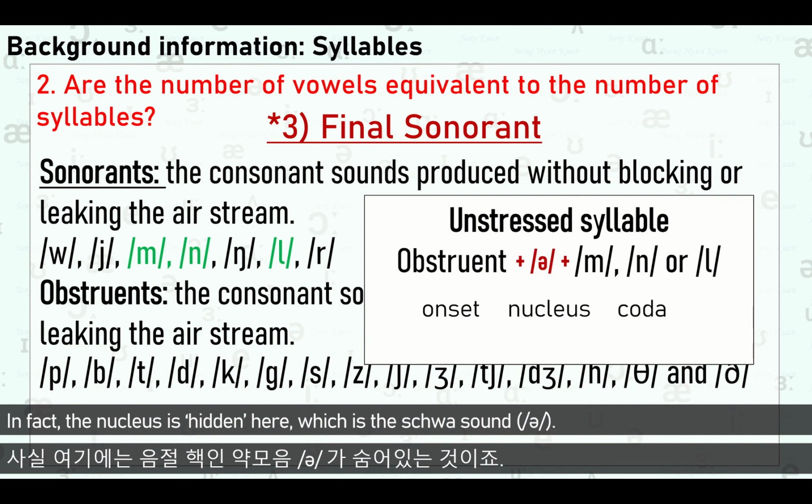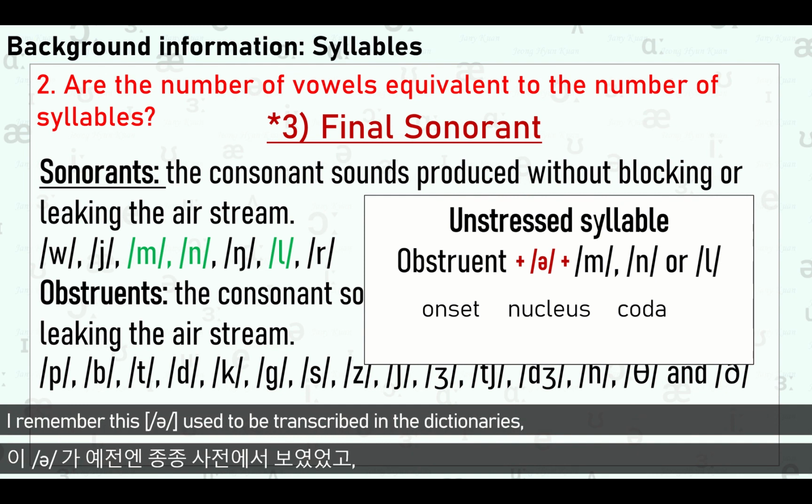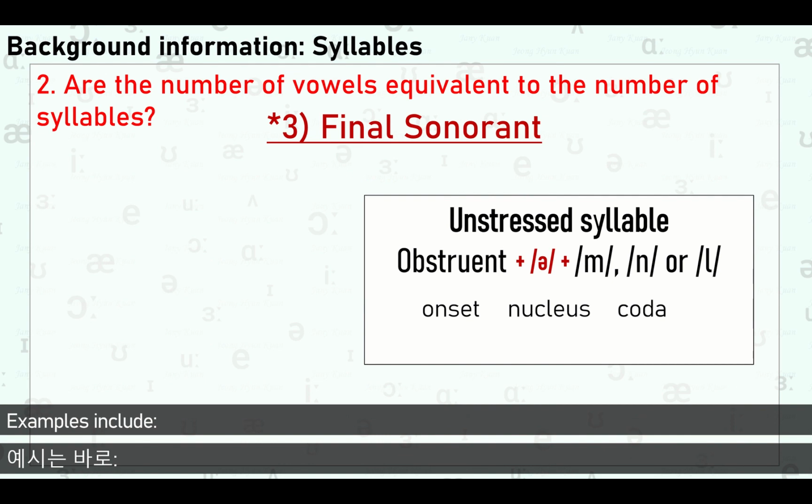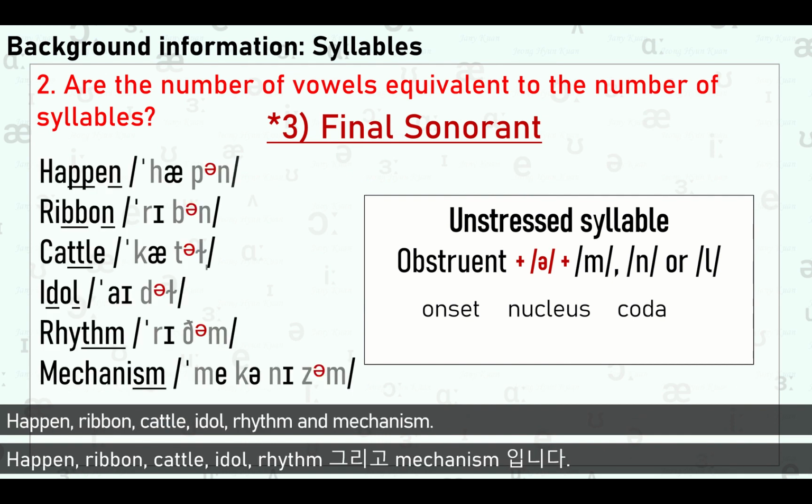And in fact, the nucleus is hidden here, which is the schwa sound. I remember this used to be transcribed in the dictionaries, and some dictionaries might still do, but recently I see a lot without it. Examples include happen, ribbon, cattle, idle, rhythm, mechanism.